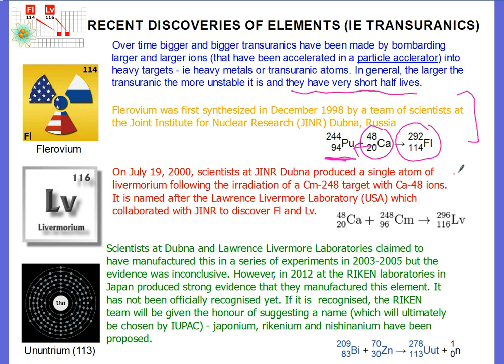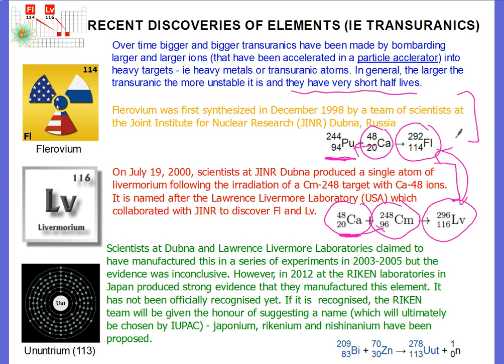In a very similar technique, in 2000, they did a very similar thing in Dubna again, but this time they smashed calcium ions into curium atoms. So they had some curium atoms inside the accelerator. They accelerated the calcium to very high speeds. They smashed the calcium into the curium, and that turned into livermorium. The reason it was called livermorium was because Lawrence Livermore Laboratory in America was their partners in making these particular isotopes. They were discovered at very, very similar times.